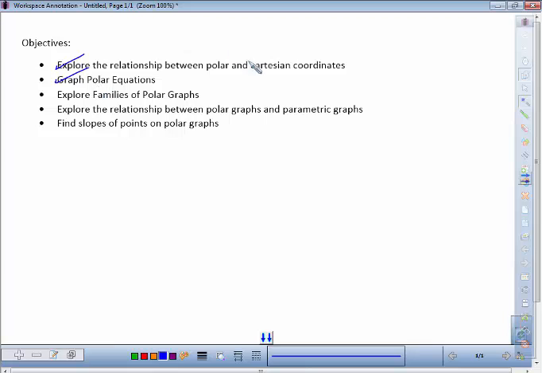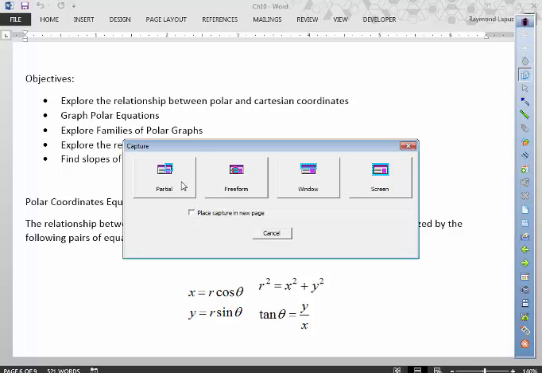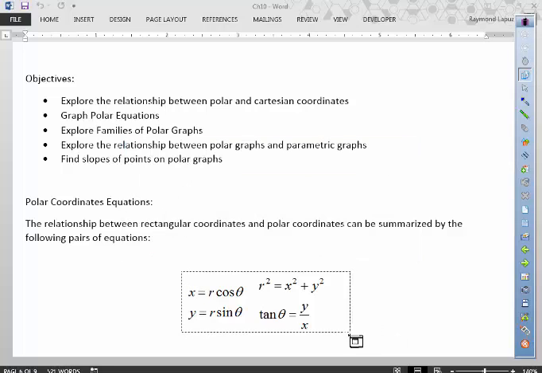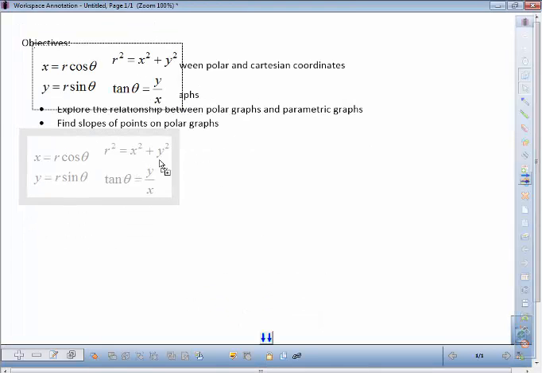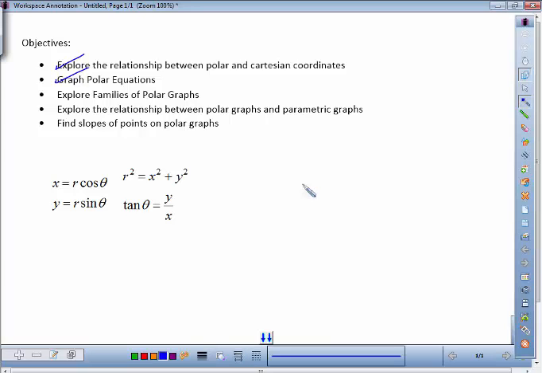So remember, the relationship between polar coordinates and our more well-known Cartesian coordinates involves r and theta. So x is equal to r cosine theta and y is equal to r sine theta. All right, so let's take a look at a few graphs of things that might be interesting.